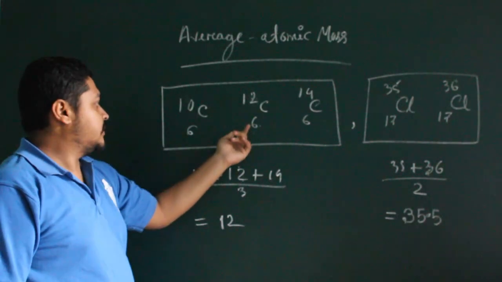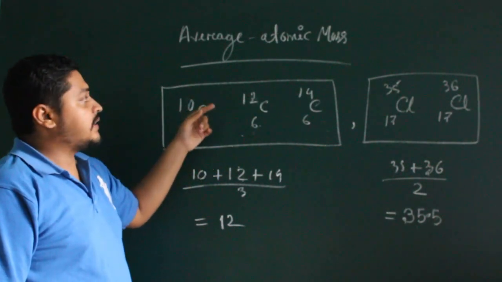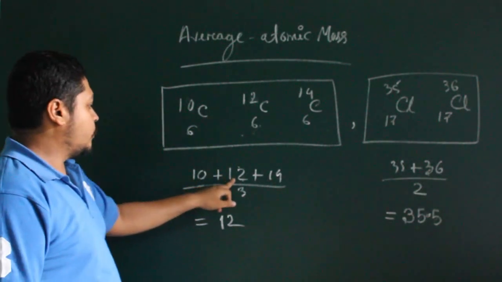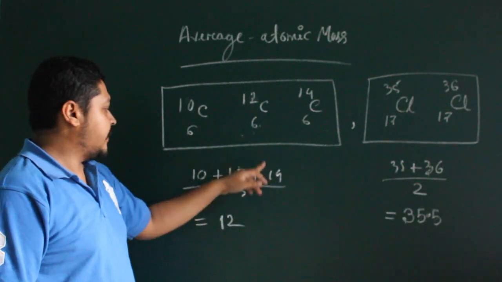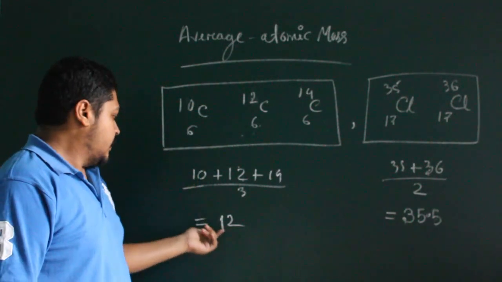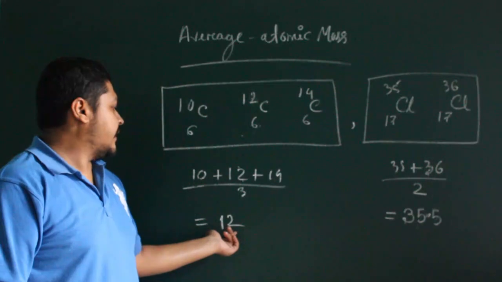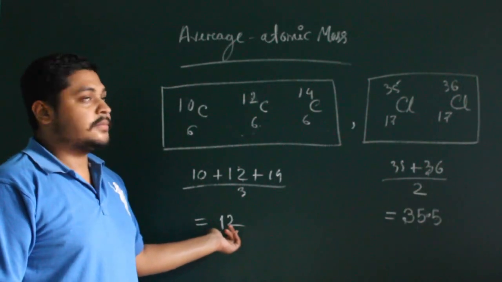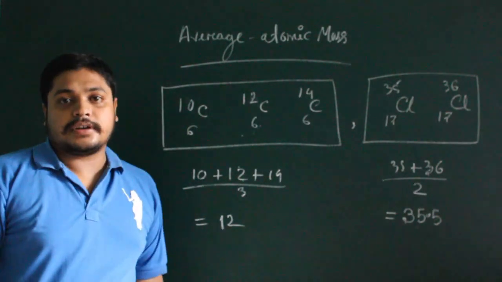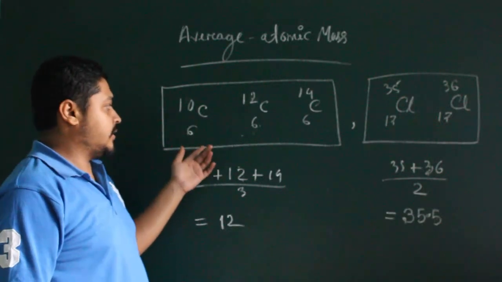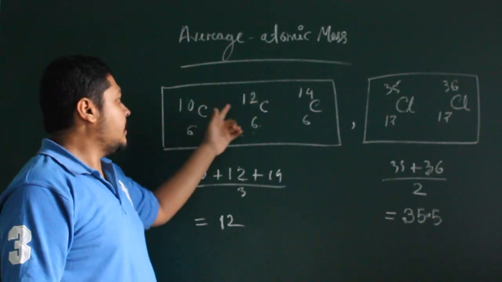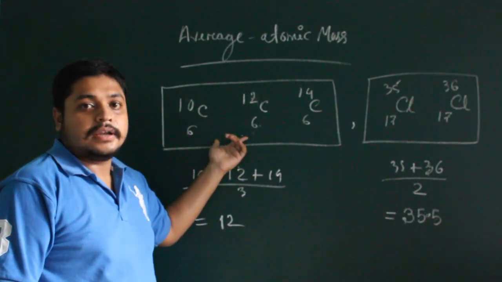To calculate the average atomic mass of the carbon atom, the process is this: 10, 12 and 14, these atomic masses, divided by 3, since there are three different atomic masses of carbon. This equals 12. So we take the average atomic mass of the carbon atom as 12. These are called isotopes of carbon. Isotopes means elements having the same atomic number but different mass number.